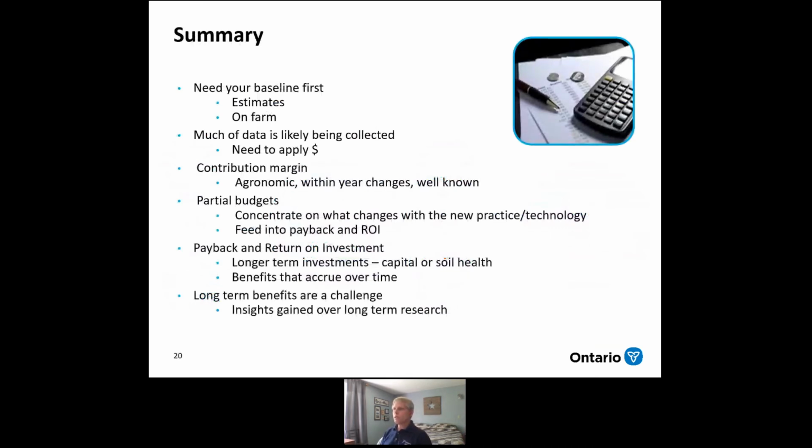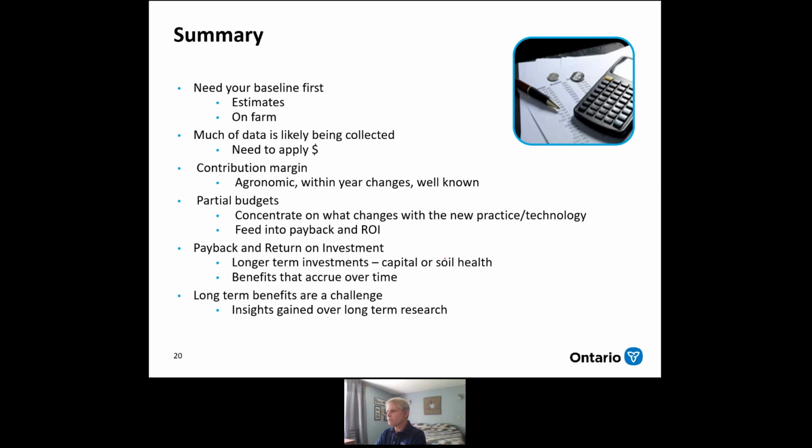So just in summary here, you're going to need that baseline, and you'll need that for your research anyways, but in coming up with some of those estimates on farm, much of the production data will be collected, and it would just be a matter of collecting some of the input price data, potentially some of the machinery price data if you need that from the farms, and if not, going out and finding other sources. And I did point to some of the different sources within OMAFRA and elsewhere that you could access to get some of that information.